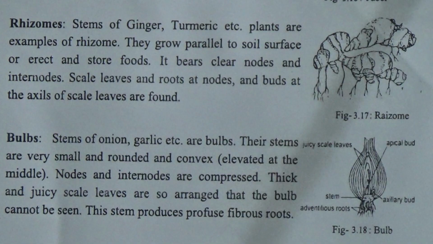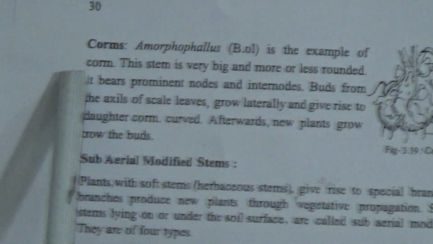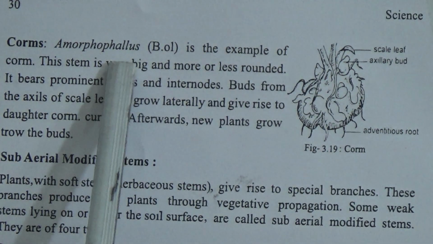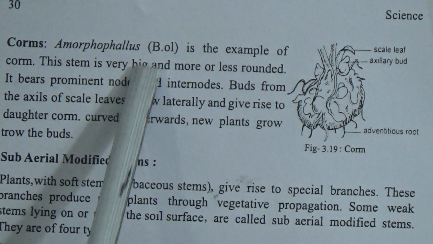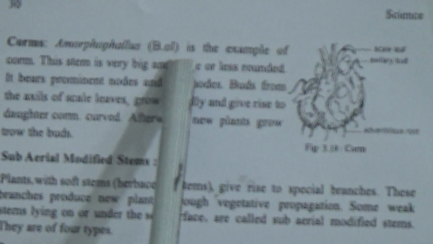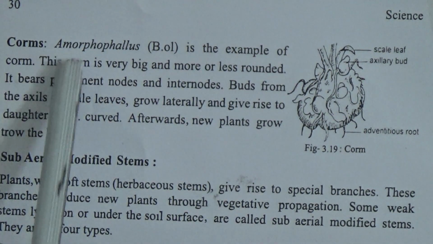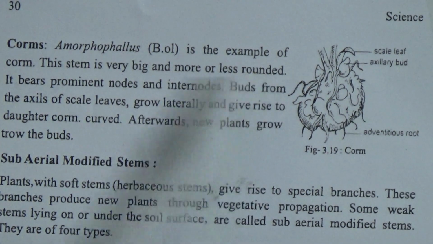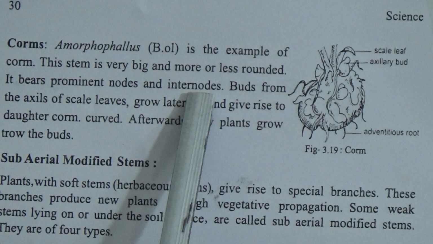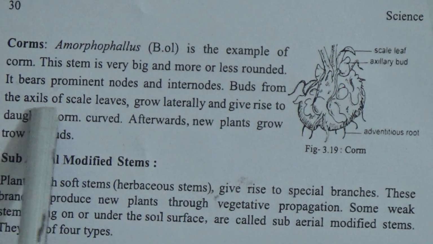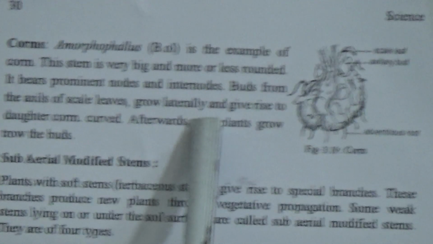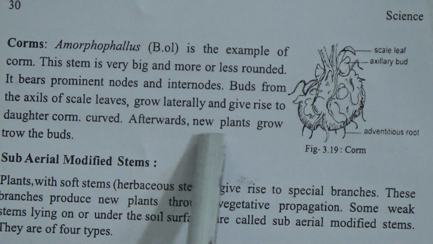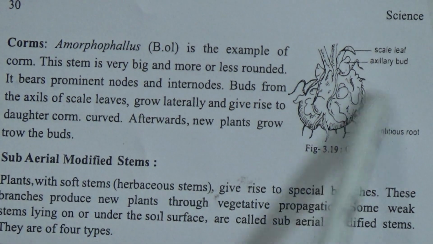Now corms. Amorphophallus, Bangla name Ol, is an example of corm. This stem is very big and more or less rounded. It bears prominent nodes and internodes. Buds from the axils of scale leaves grow laterally and give rise to daughter corms. Afterwards, new plants grow through the buds, and this is the picture of a corm.